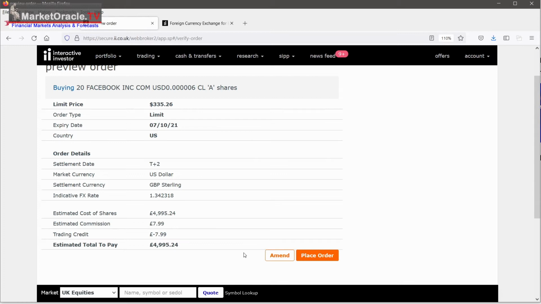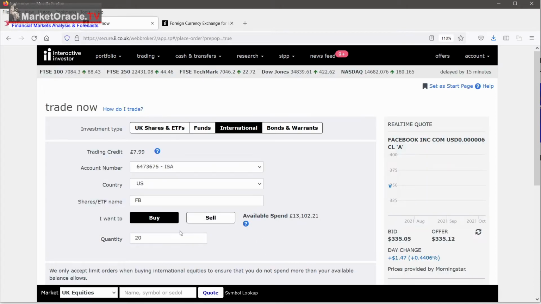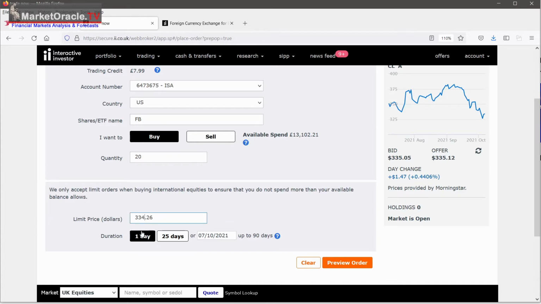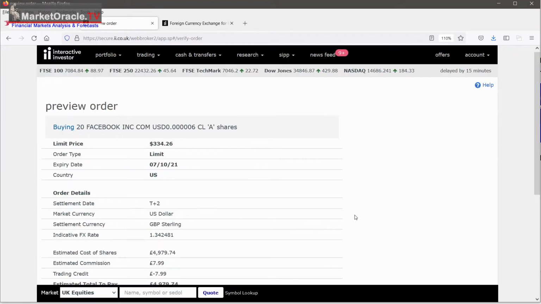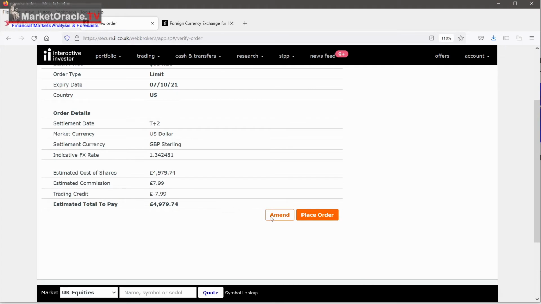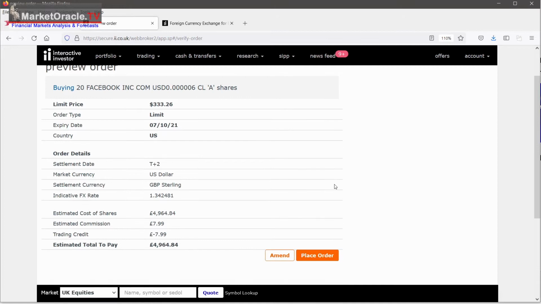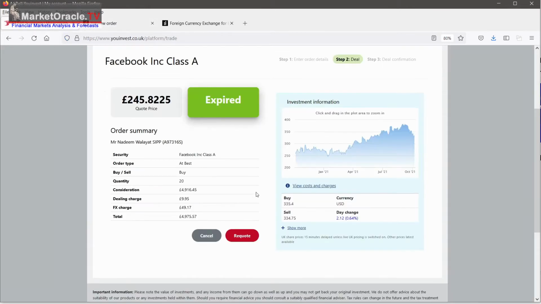With this one, there's no re-quoting. For this one, you have to set the limit order lower. So you would set the limit order at 334. Then there's a risk that you don't get it. It has to be well below, 333. So Interactive Investor charges you a lot more in terms of the fees.